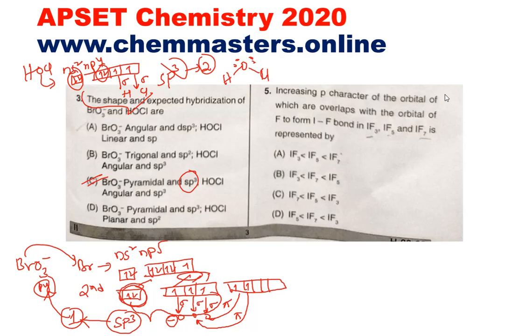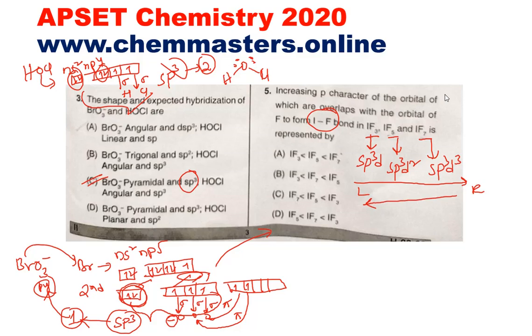Increasing p character of the orbital of iodine which overlaps with the orbital of fluorine to form the I-F bond in IF3, IF5 and IF7. Just do the same thing. Just try to find the hybridization. For IF3 it is sp3d, for IF5 it is sp3d2, for IF7 it is sp3d3. Now you can see the d character is increasing from left to right. So whenever the d character is increasing, simply p character decreases. So in this case, we can simply choose the third option, where the p character increases from IF7 to IF3. Okay, the next question.